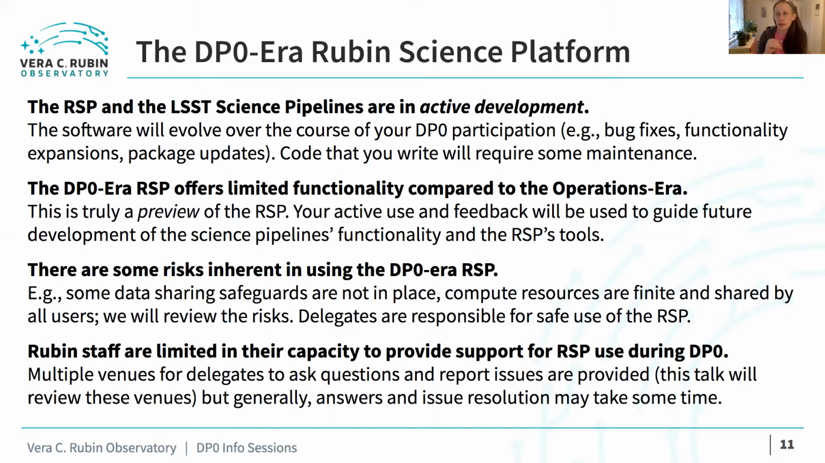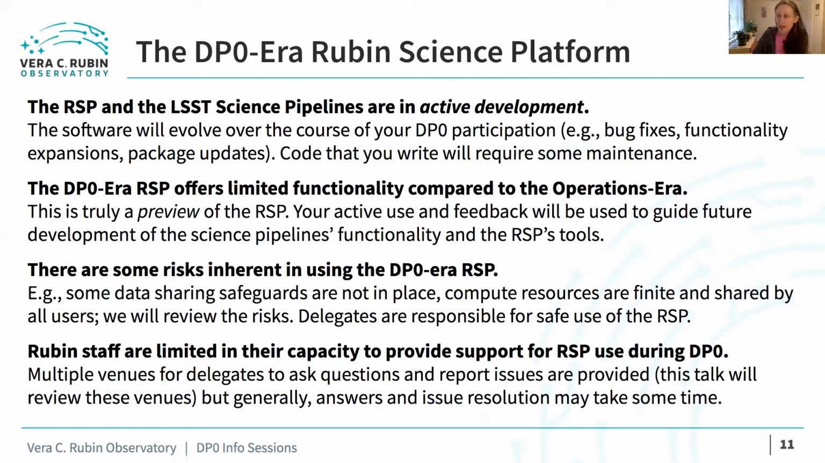The other thing is that the DP0 era RSP offers, in some cases, limited functionality compared to what will be available in the operations era. This really is a preview of the Rubin Science Platform and a preview of what's to come. Your active use and feedback will be used to guide future development of the science pipelines and the Rubin Science Platform as well. Wanted to point out that there are some risks inherent in using the DP0 era RSP. For example, some data sharing safeguards are not in place. Compute resources are finite and they're shared by all users. We're going to review some of those risks, and I'll give you some details on that in the next slide.